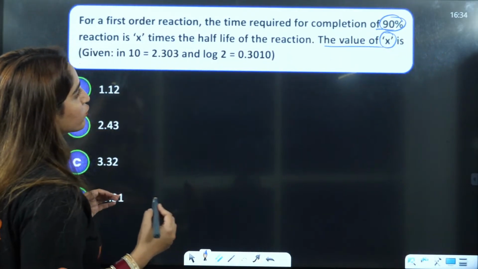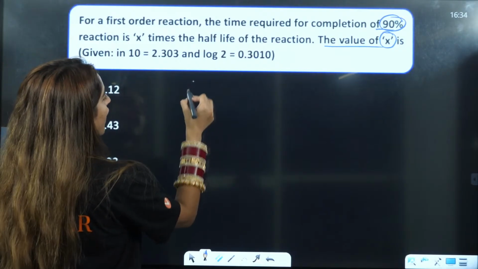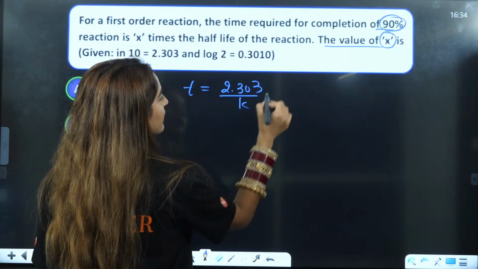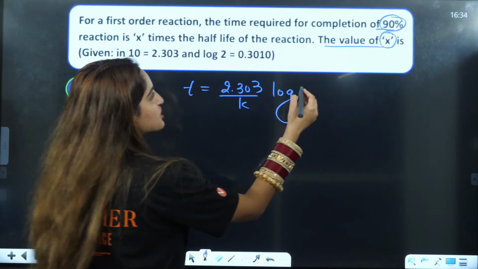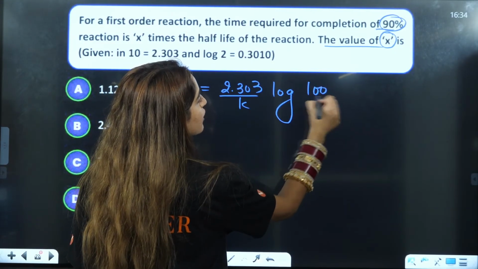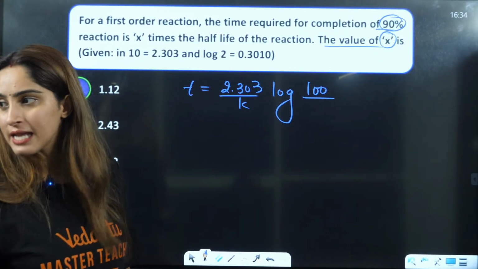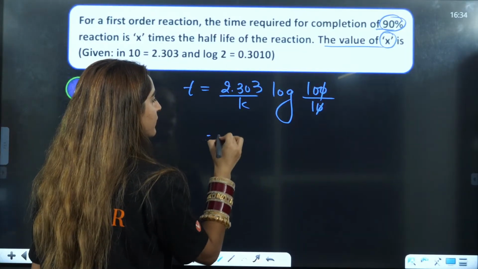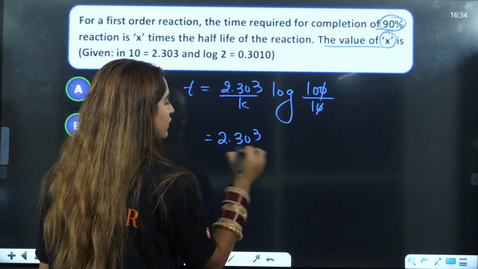So here what you have to do, 90% means we have to find the time t equals 2.303 by K log of initial by final. Initial is, let's say, 100. So final will be 100 minus 90, that is going to be 10. So log 10 is nothing but 1. So it is 2.303 divided by K. This is t.